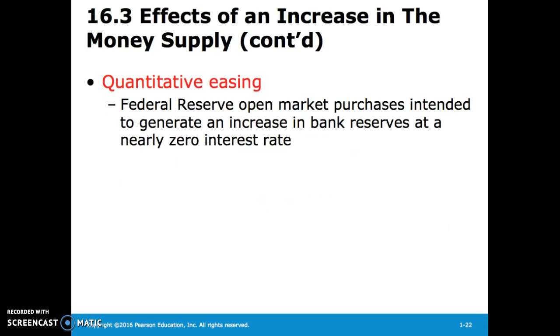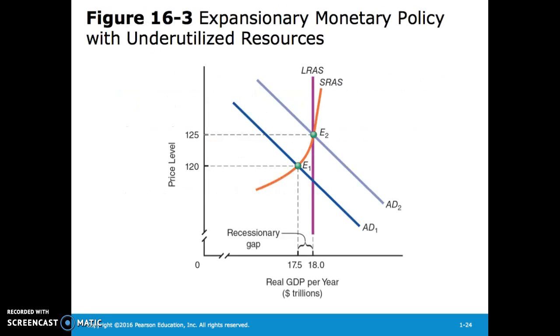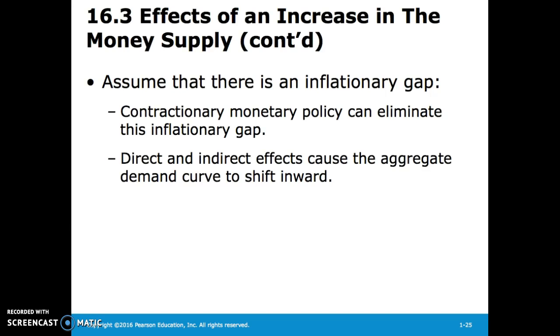Quantitative easing was the Federal Reserve open market purchases intended to generate an increase in bank reserves at a nearly zero interest rate. Let's assume the economy is operating at less than full employment. Then an expansionary monetary policy can close the recessionary gap. The direct and indirect effects cause the aggregate demand curve to shift outward. Here we see that aggregate demand curve being shifted outward to meet the long-run aggregate supply curve such that our recessionary gap is covered.